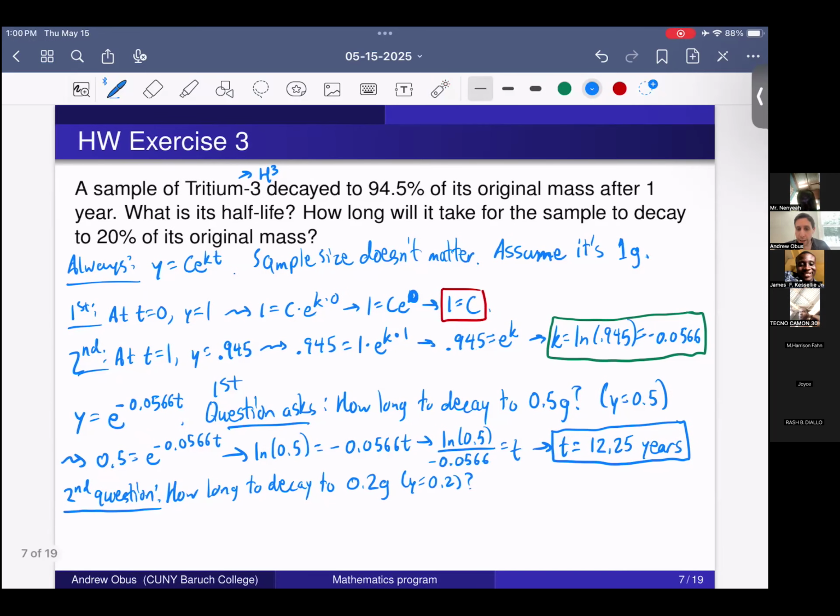Hello, sir. Yes, hello. Are we assuming the masses? We're assuming that the mass is 1 gram. But that's nowhere in the problem.